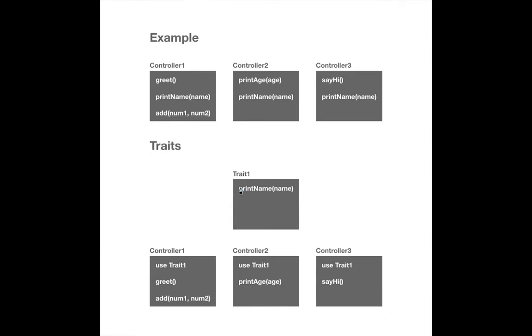Also on the controller 2, we will import the trait 1 in order to inherit the print name function on the controller 2. So we are not repeating ourselves on those controllers. So we have solved the problem of repeating multiple codes.